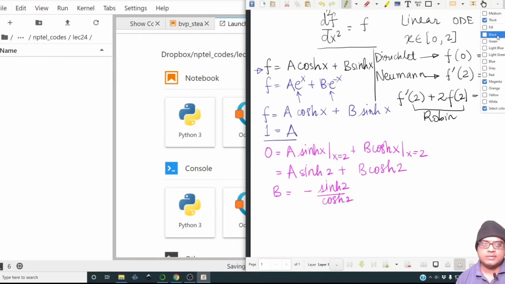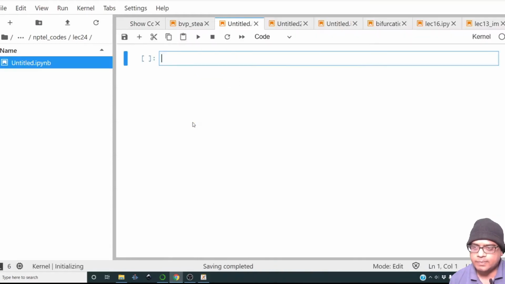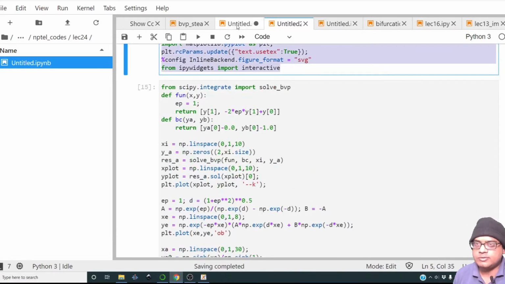So combining this, this is the solution, where a is 1 and b is minus sinh 2 upon cosh 2. So we could write down the expression by substituting all this over here, but because we're going to plot it in Python anyway, or Octave as you like, we're not going to bother much about that. So let us go and create a new file. So let me copy this bit of code.